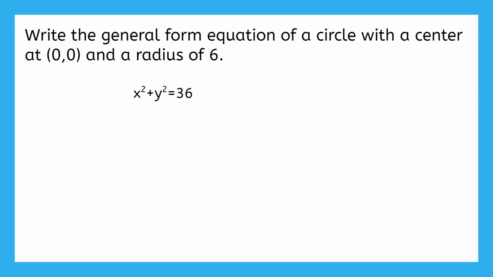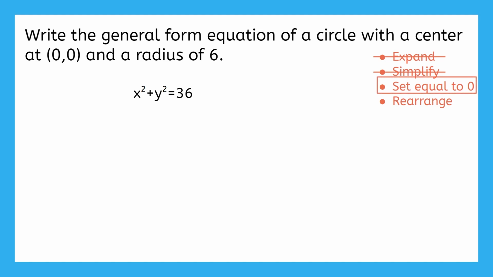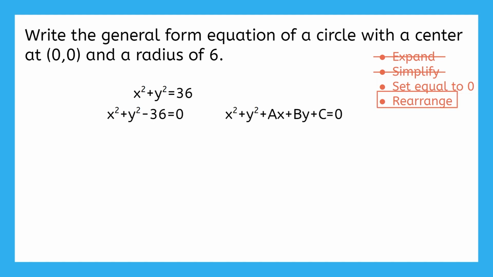There's not actually anything here for me to expand or simplify. Can I set it equal to 0? Yes, I can do that by subtracting 36 from both sides. Next up is rearranging the terms to match general form. Oh, that's weird. We only have 3 terms here, not 5. Any ideas?